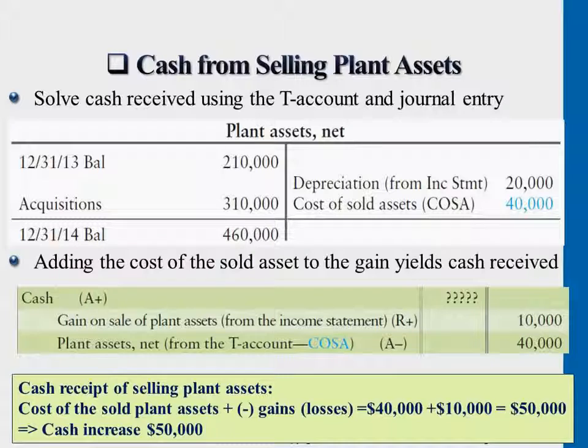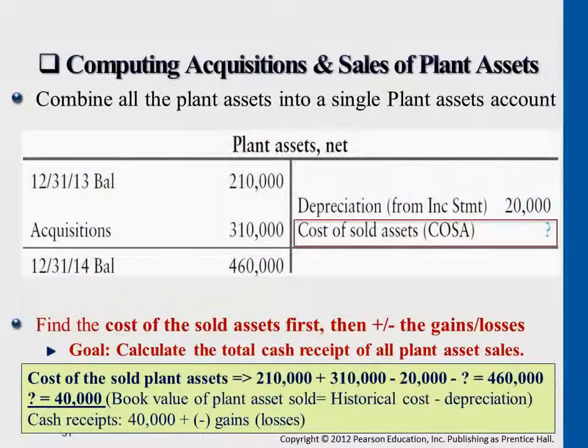Okay, other problems may give you the beginning balance, the book value, depreciation, and the ending balance, and ask you what is the dollar amount that we used to purchase the asset, the $310,000. Then again, basically you just put in all the information here, trying to find a question mark.